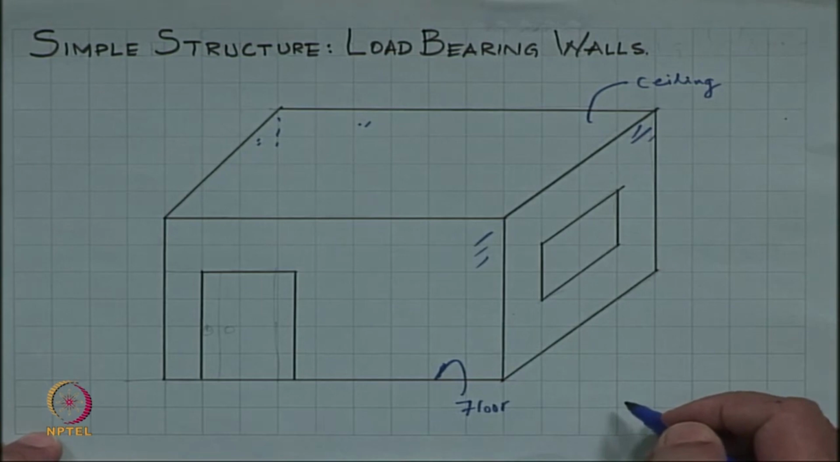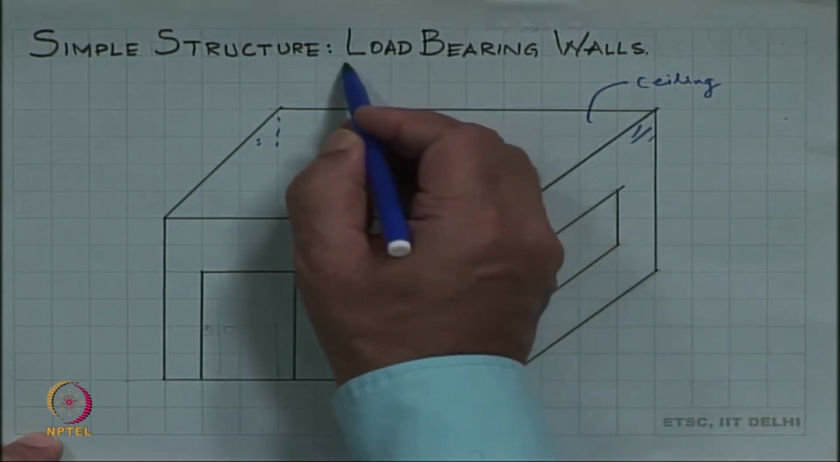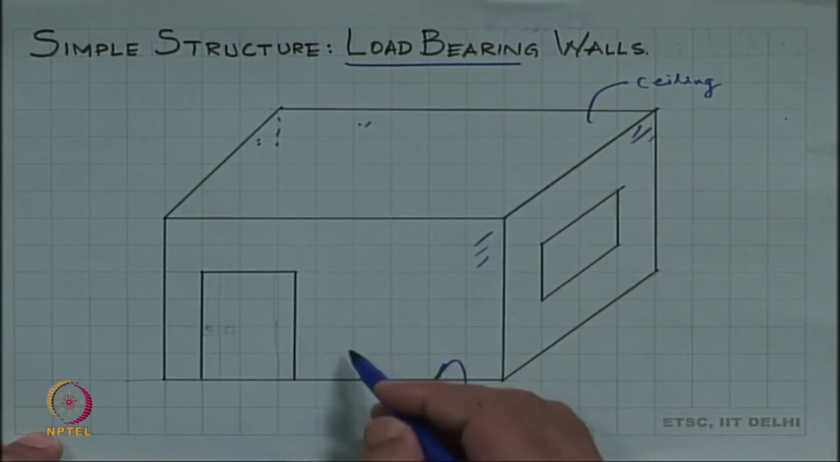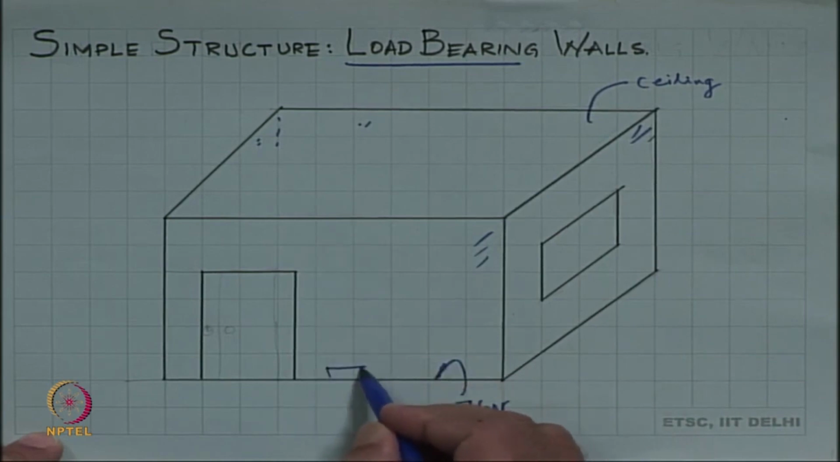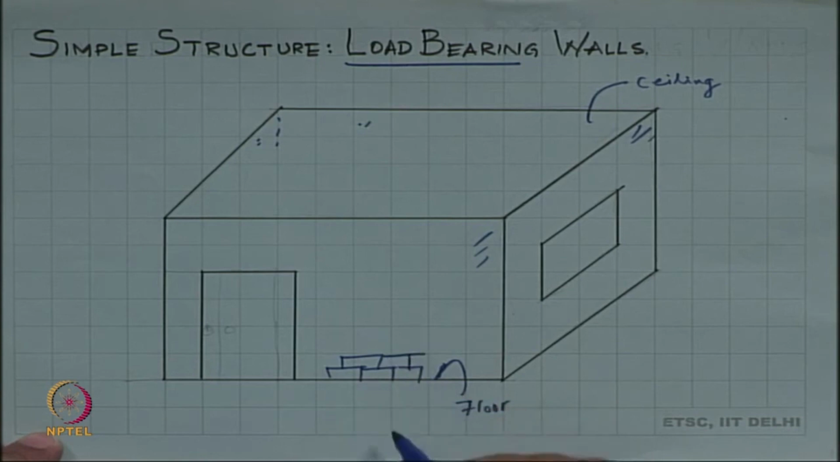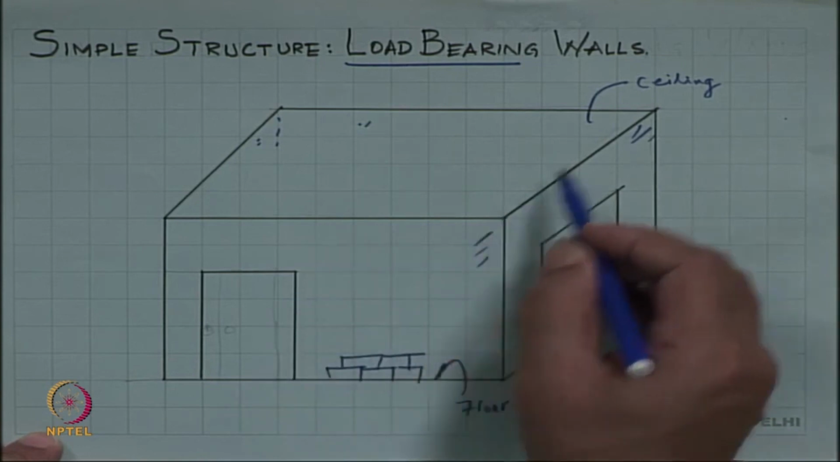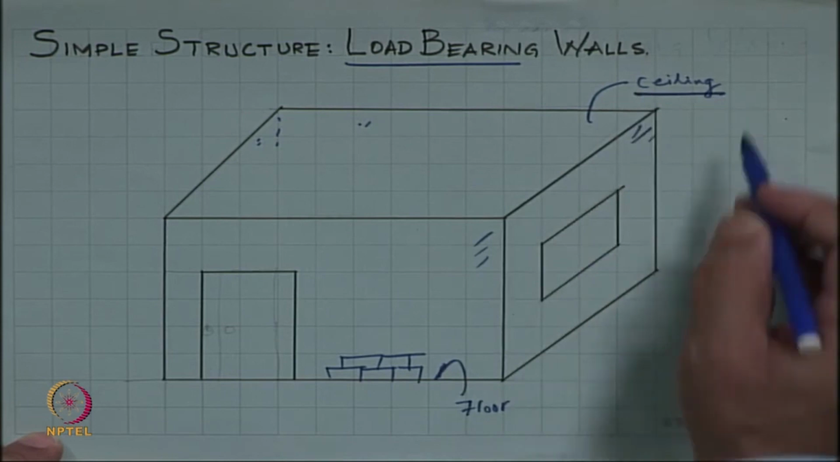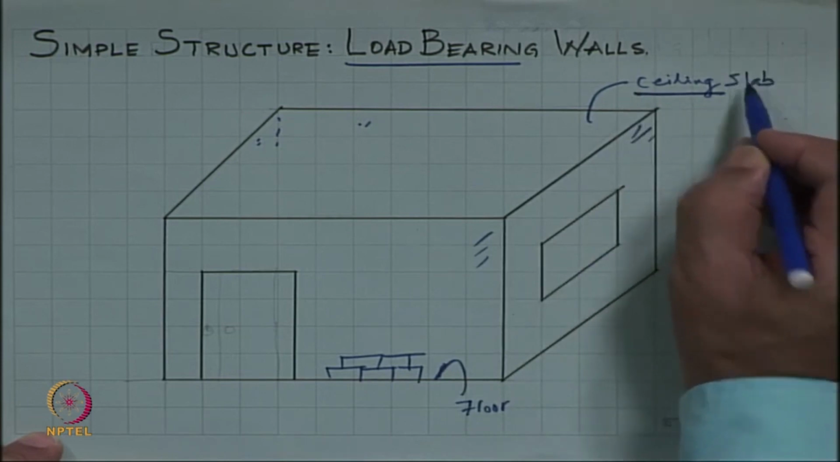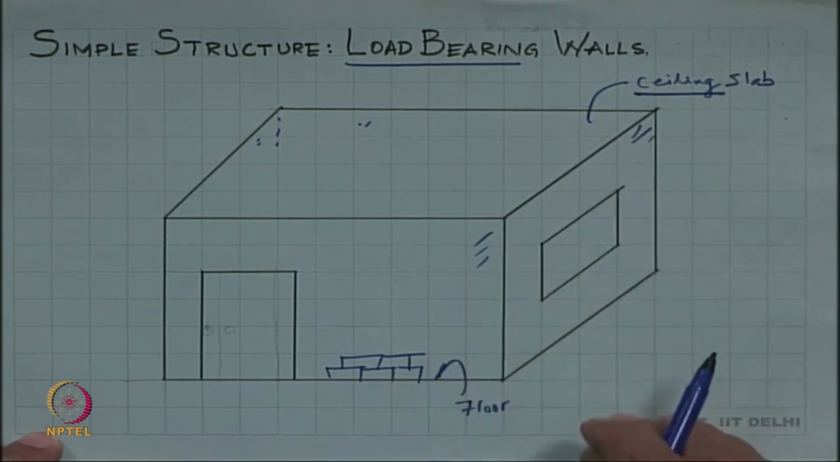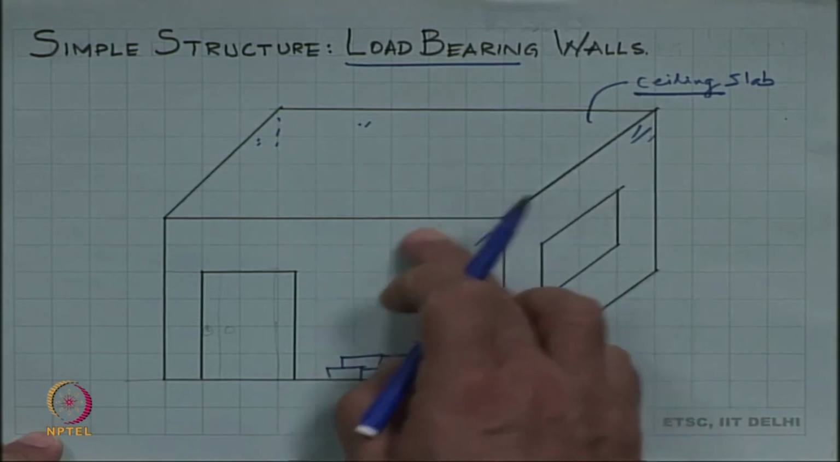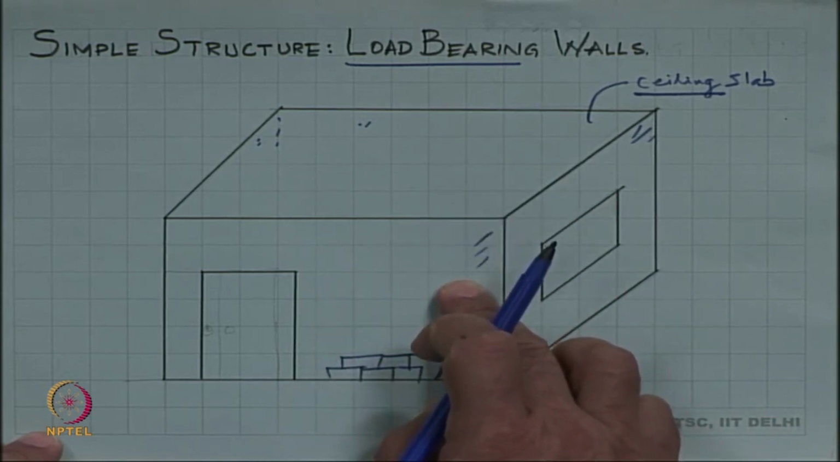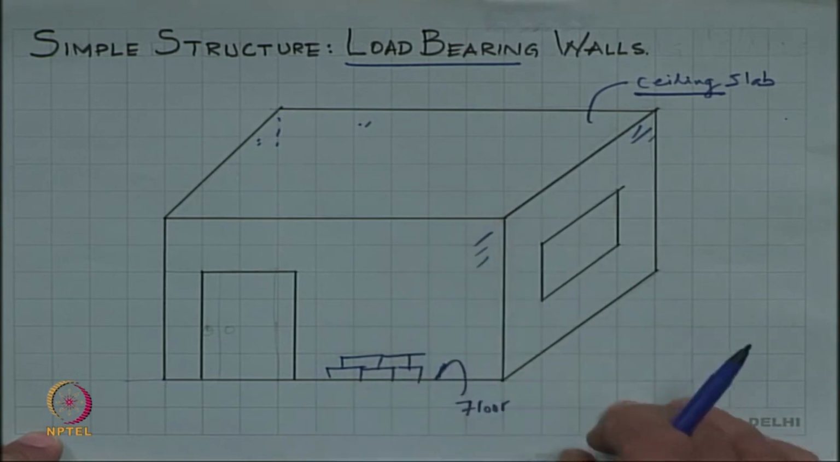We call it a load bearing wall, because these walls could be made of bricks, and after they come to the top, the weight of the ceiling, the slab, is taken by these walls. What it also means is that if you try to break some of these walls, you are compromising the integrity of this structure.